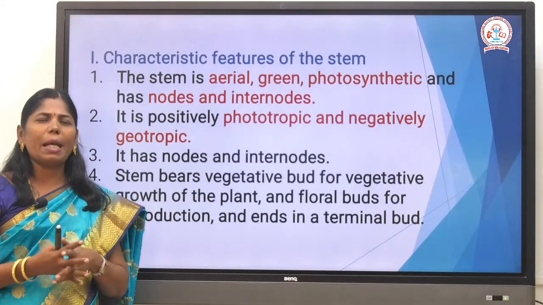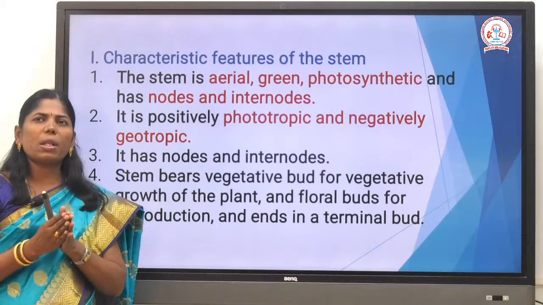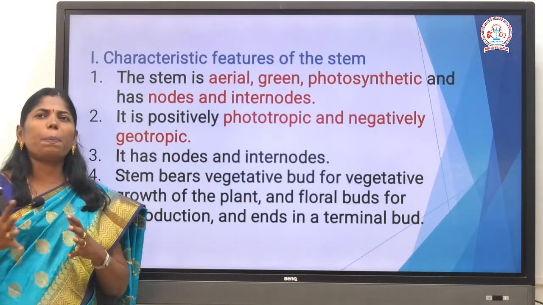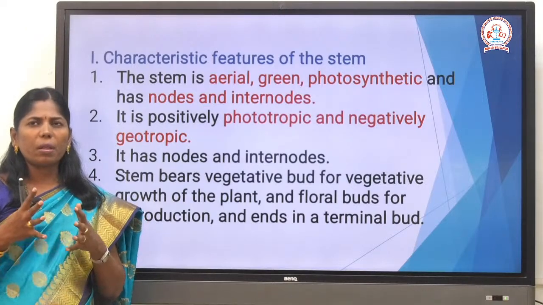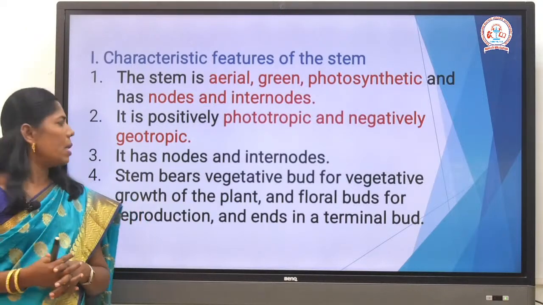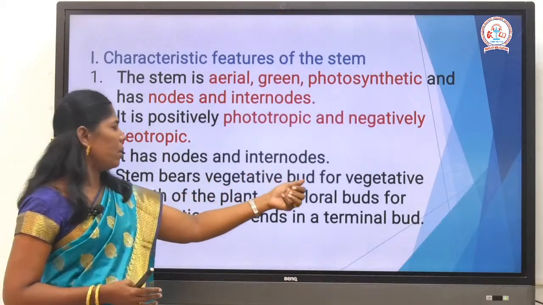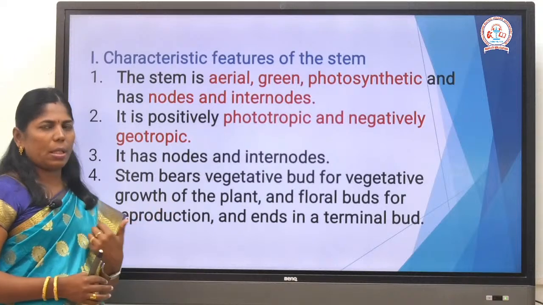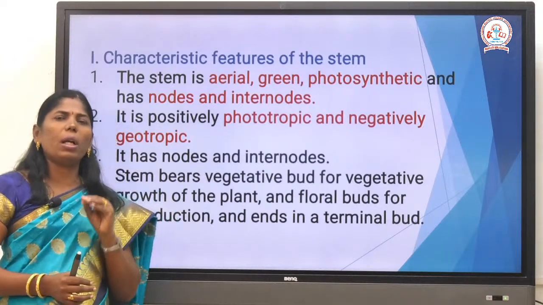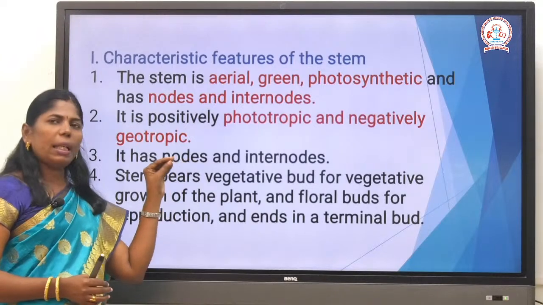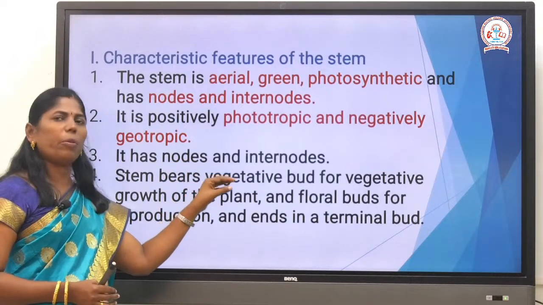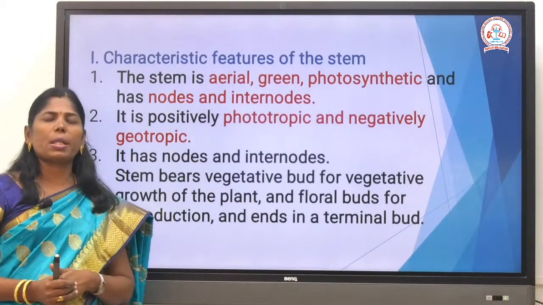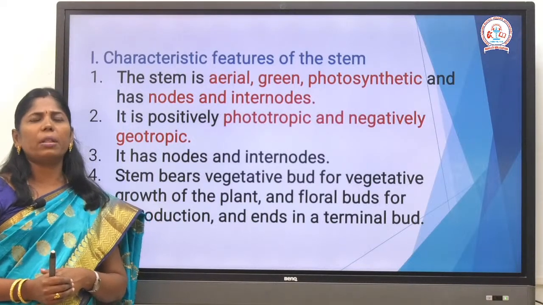Vegetative propagation means any part of the plant body which gives rise to a whole plant. So they can give rise to an entire plant. That is considered vegetative propagation. Here the stem bears vegetative buds for the vegetative growth of the plant and floral buds for reproduction. It means the leaves and stem are involved in vegetative propagation, and the flower is involved in reproduction, because the flower consists of male and female sex organs.